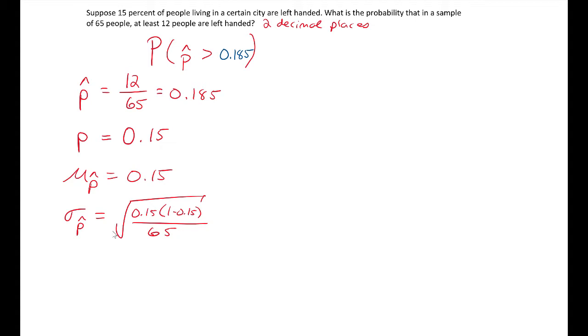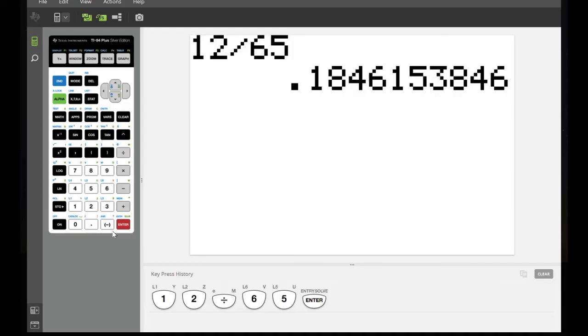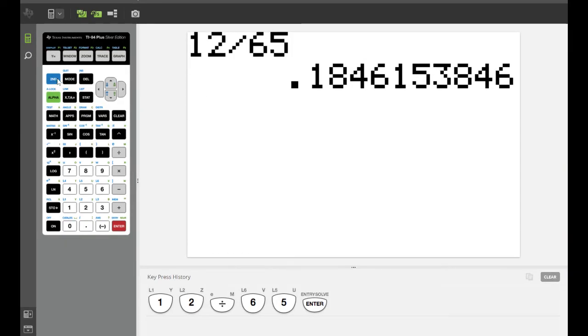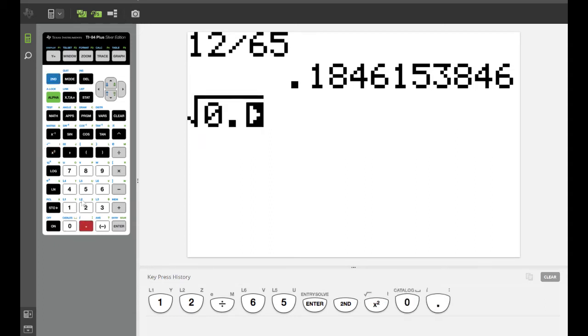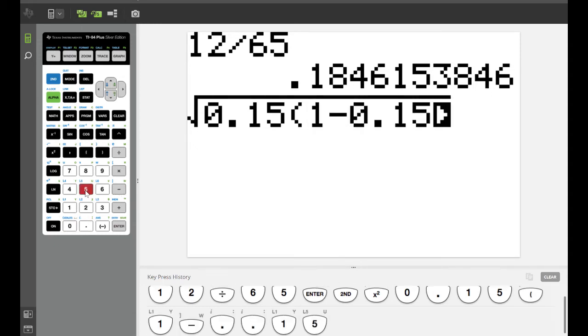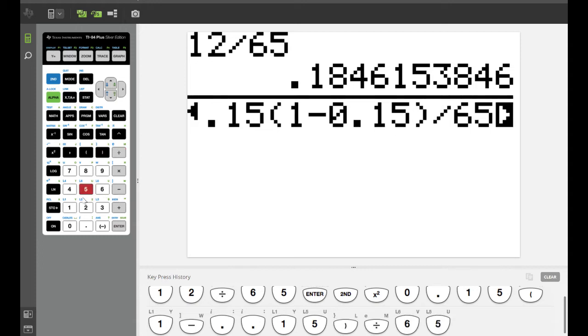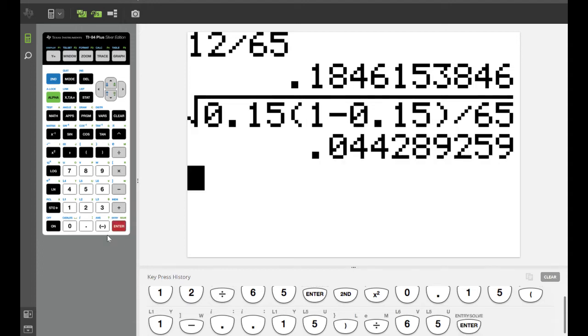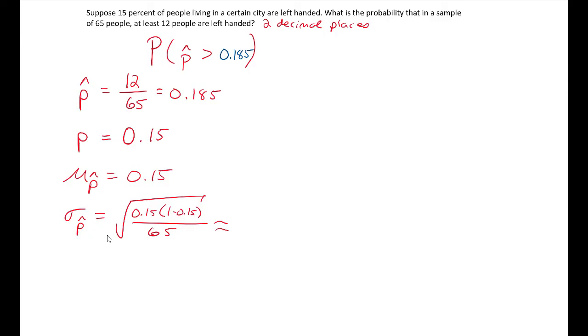Okay, let's get that to 3 decimal places. So square root of 0.15 times 1 minus 0.15 divided by 65. Remember, put all this underneath the square root. Enter into 3 decimal places. We get a standard error of 0.044.